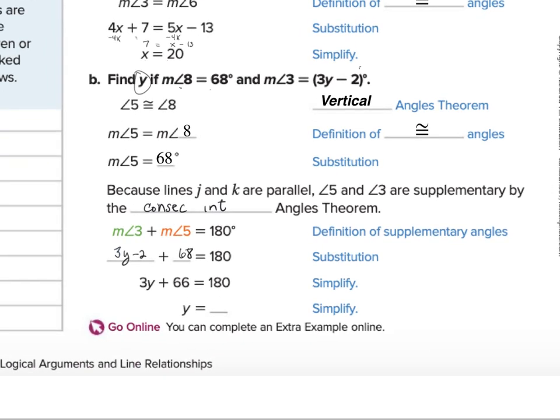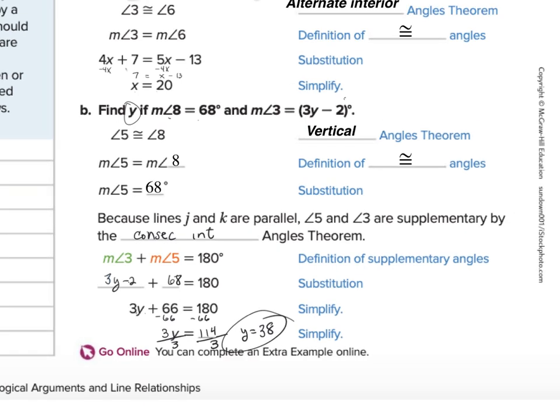So combining like terms, 68 minus 2 is 66, so 3y plus 66. Subtract 66 from both sides, and then 3y is going to be equal to 112. Divide both sides by 3, and then y is equal to, did I do that right? Nope. 180 minus 66 is 114, and 114 divided by 3 is 38. Let's go with y is 38. And there you go. There's the value of y that would make these answers correct.